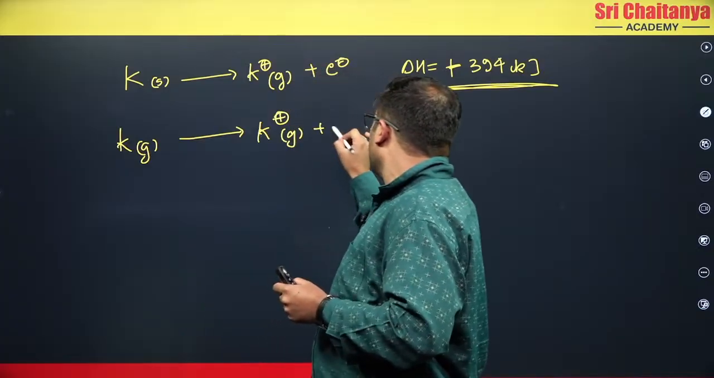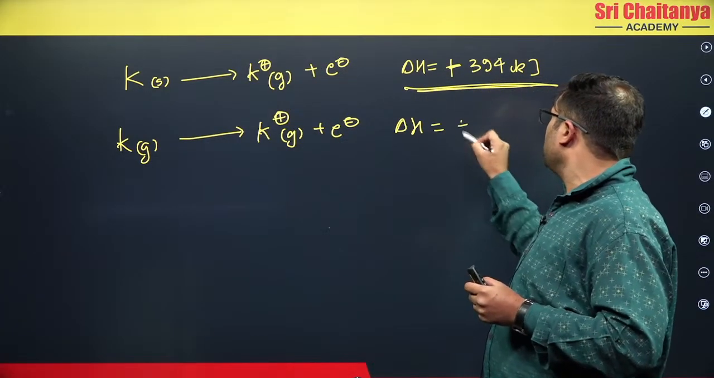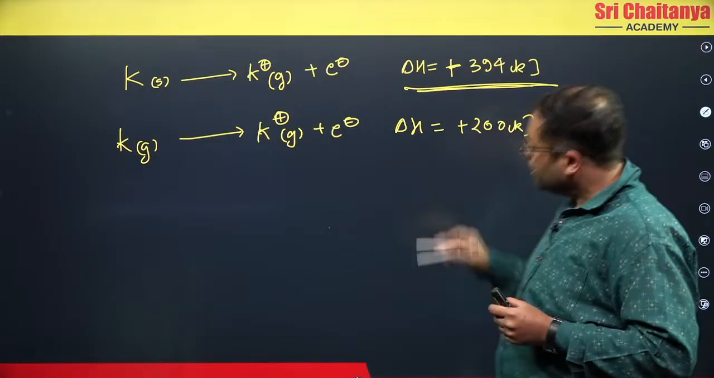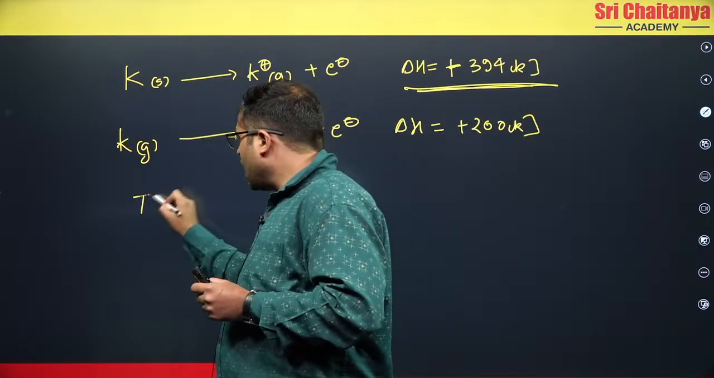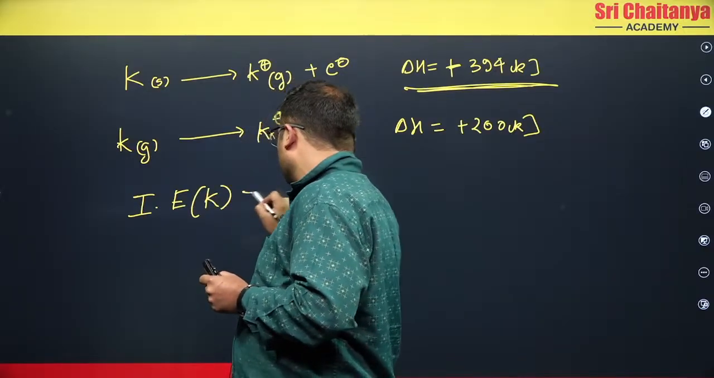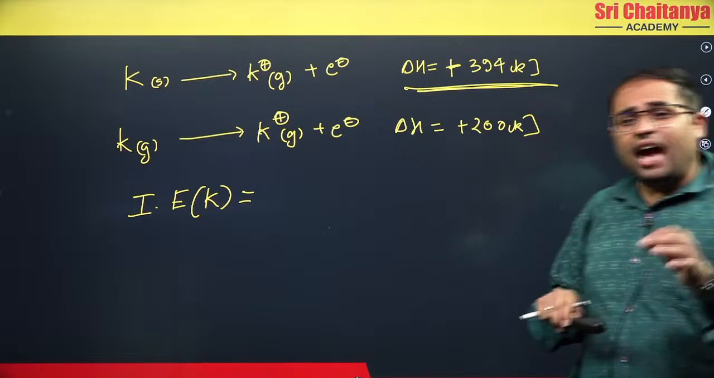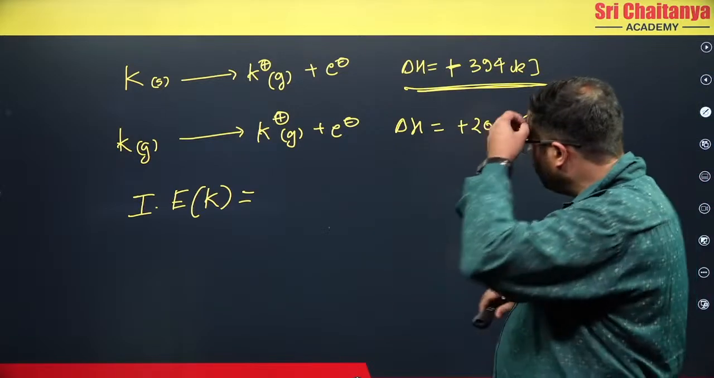Gas. Again an electron is released out. Now the energy is plus 100 kilojoules. Tell me the ionization energy of potassium. This is a question in front of you. Tell me the ionization energy of potassium, which will it be?